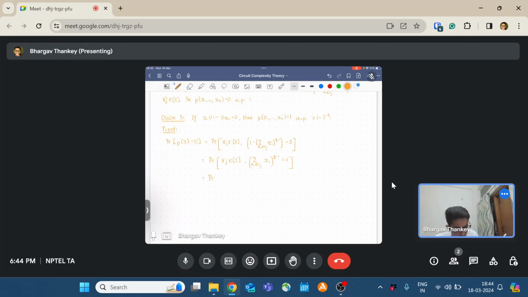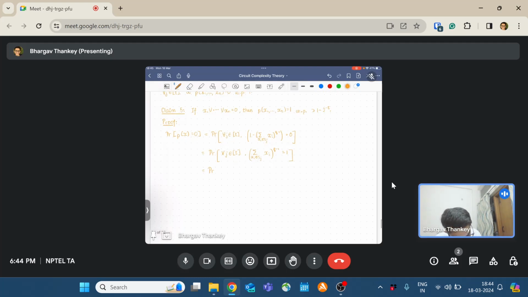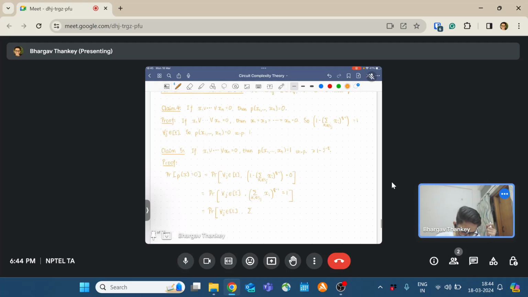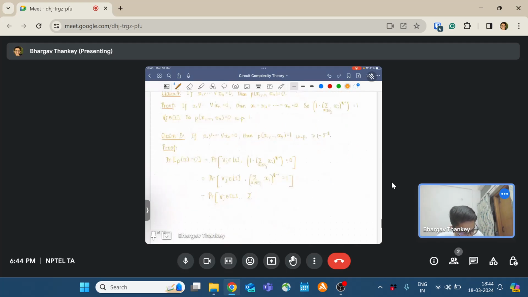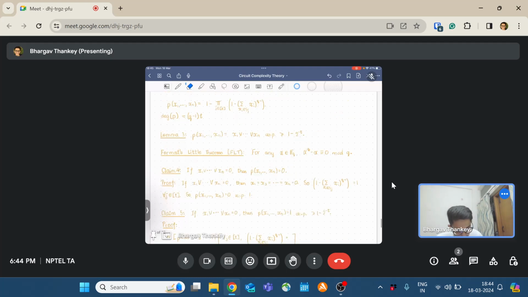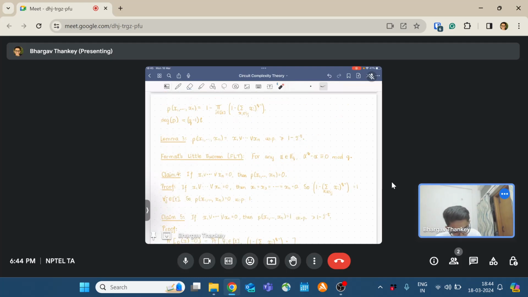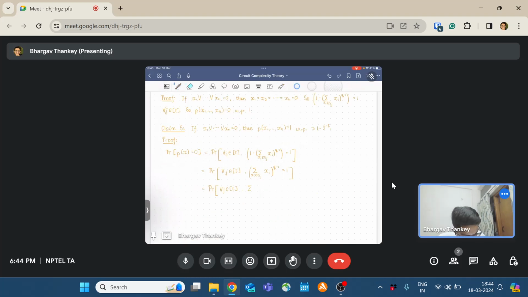So probability, oh wait, I messed up. So we want this to be 0. So we want each of these to be 1. This is 1, so this is 0. So yeah.